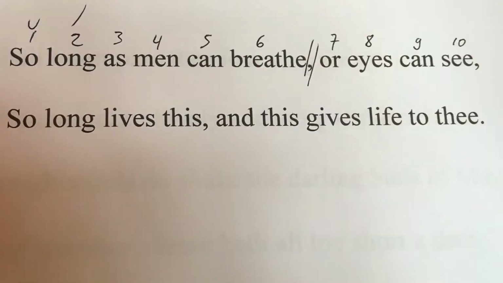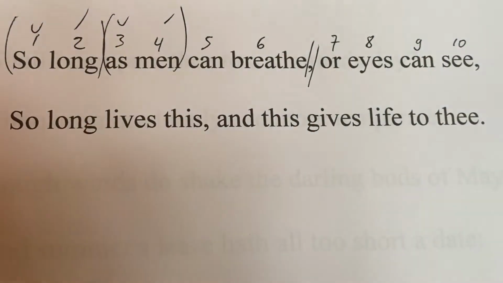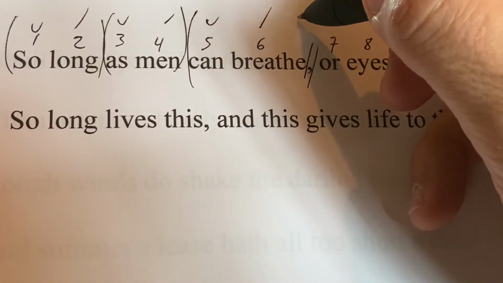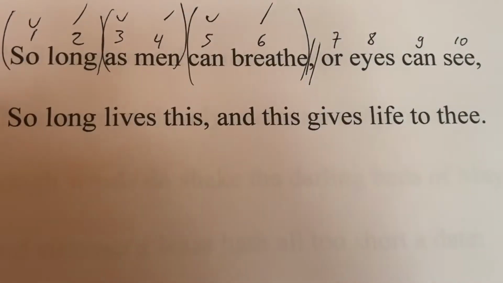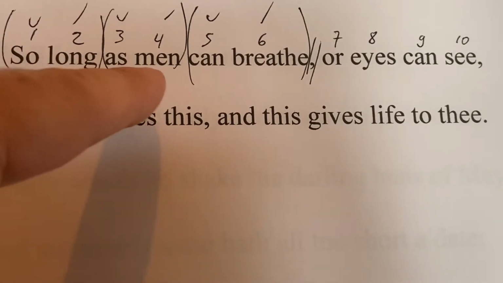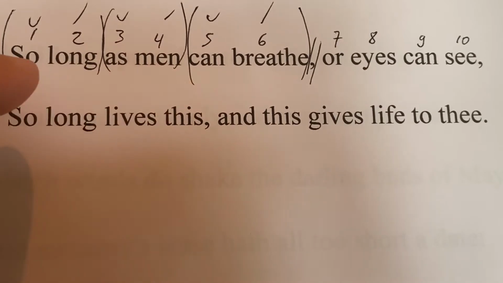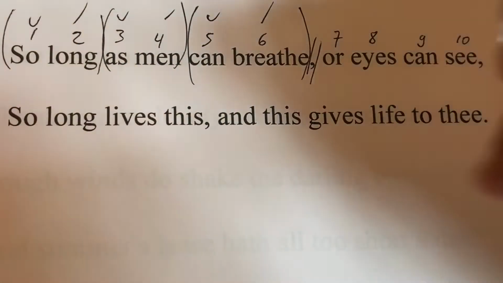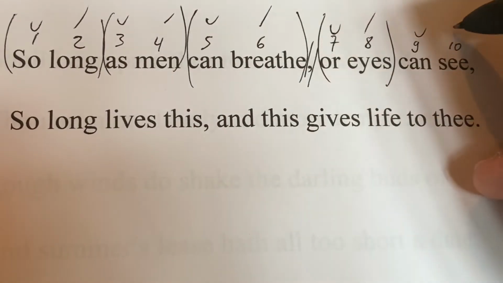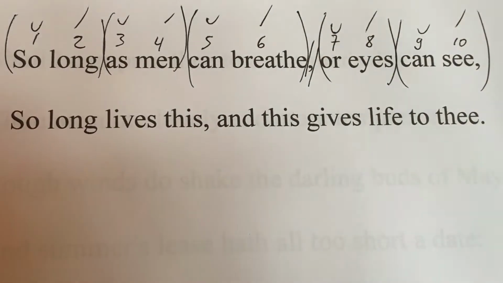So long, that's weak stress, that's 1 foot. As men, that's a 2nd foot. Can breathe, that's the 3rd foot. Notice it is a weak grammatical functional word plus an adjective or noun. That's why it's easily recognizable. That's weak, strong, weak, strong. Or eyes can see. This is probably the easiest line you'll ever find in Shakespeare.